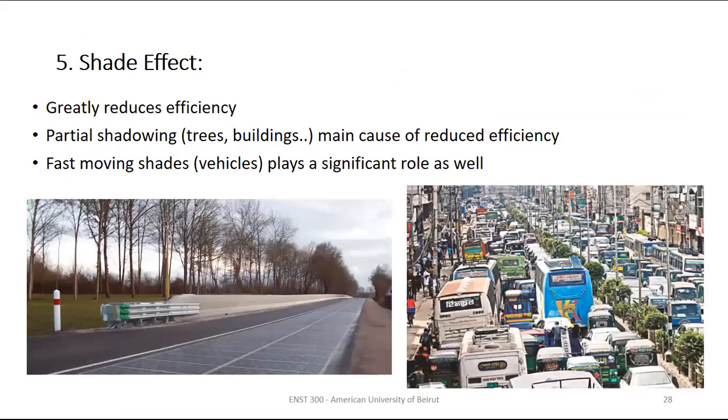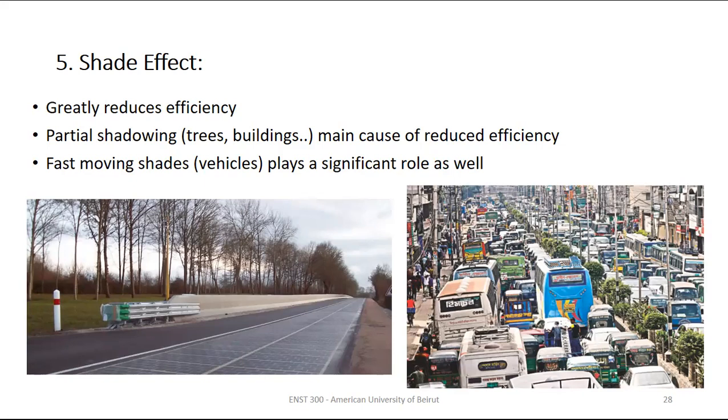Another problem is the shade effect. It also greatly reduces the efficiency. And there are two types of shades concerning the solar roadways. There is the partial shadowing that's caused by obstructions from trees and buildings. They are the main cause.